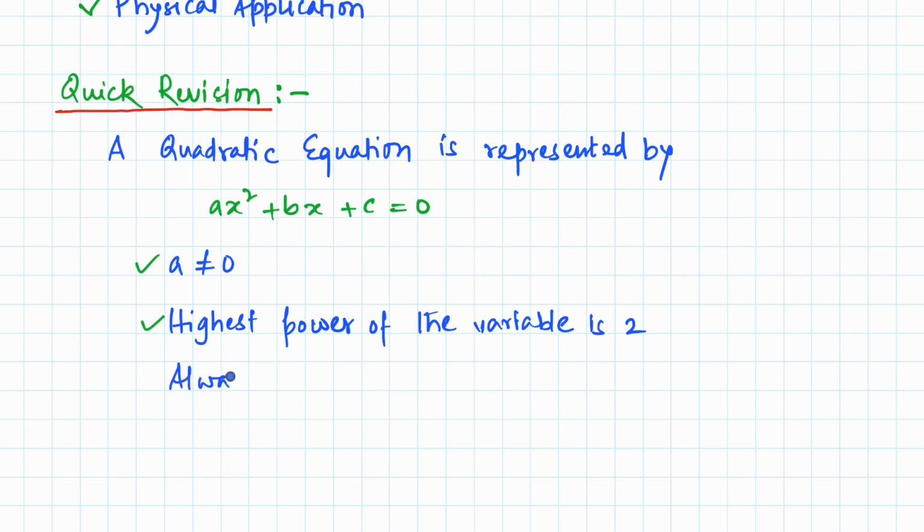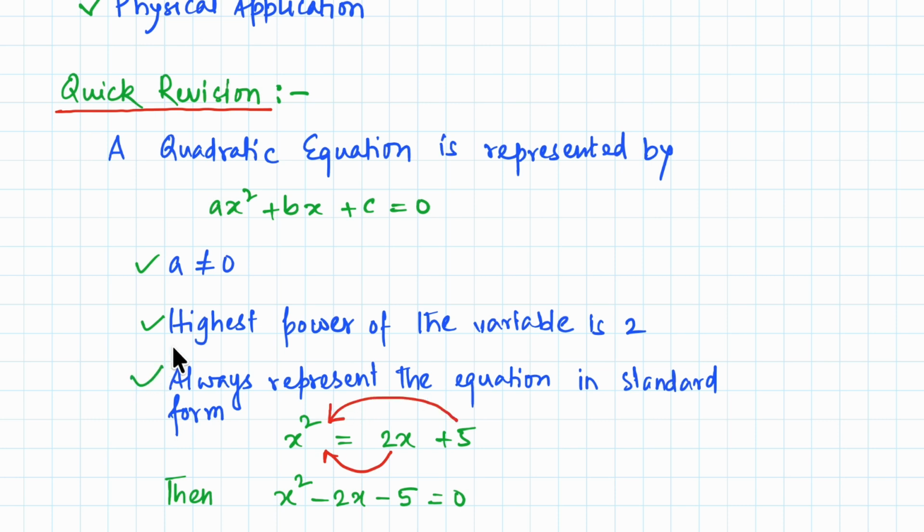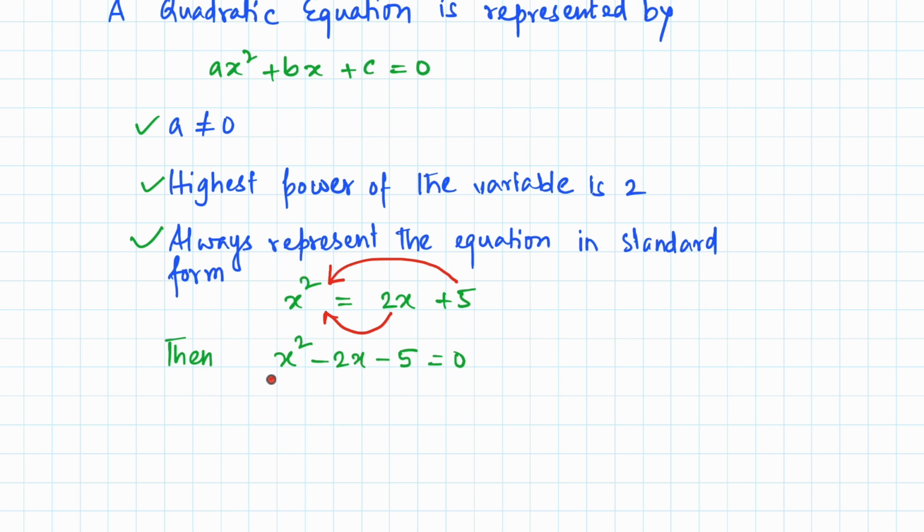To represent a quadratic equation, always write the equation in the standard form of the quadratic equation. This is again another important aspect. For example, x square is 2x plus 5. We move 2x and 5 from the right hand side to the left hand side, then it becomes x square minus 2x minus 5 equal to 0. So this is the standard form of the quadratic equation.